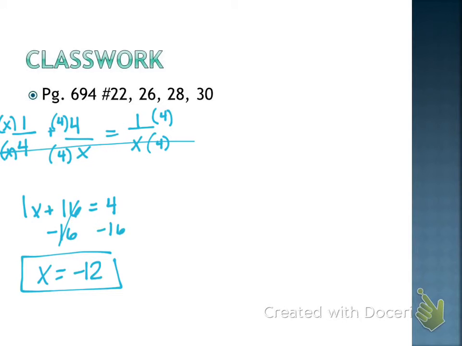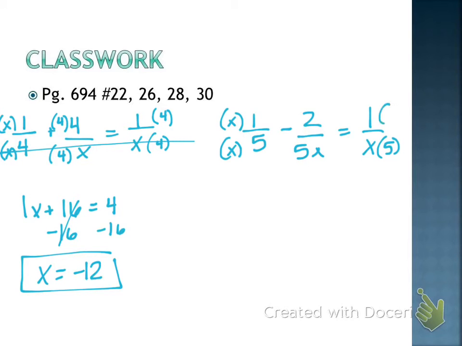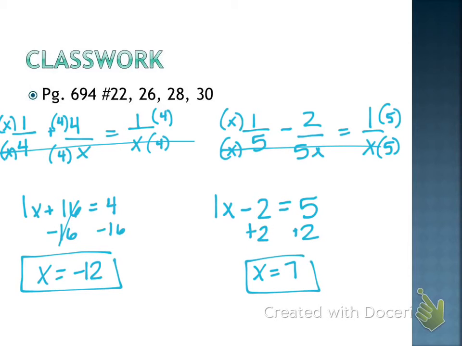Number 28, we have 1 over 5 minus 2 over 5x equals 1 over x. What is a good common denominator? 5x. So what do I need to multiply by the first one? X. What about the second one? Nothing. It's fine just like it is. And what about the third? 5. So I can cross out my denominators, and I have 1x minus 2 is equal to 5. What would I do now? Add 2. And what is x equal to? 7. Perfect.